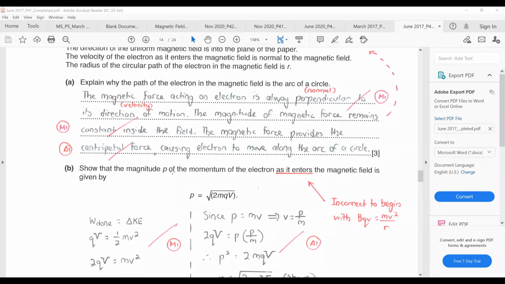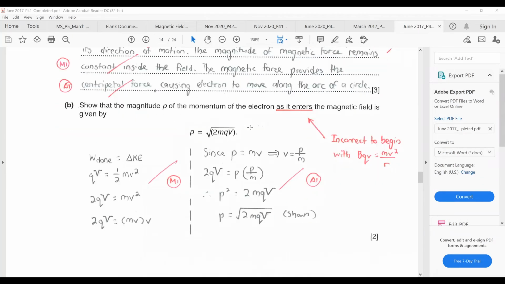Show that the magnitude of the momentum of the electron as it enters the magnetic field is given by this. Okay, this one you cannot say FB equals FC like the ones you have previously done because of the wording of the question. They tell you show that the momentum as it enters the magnetic field. That means you are not yet inside the magnetic field.